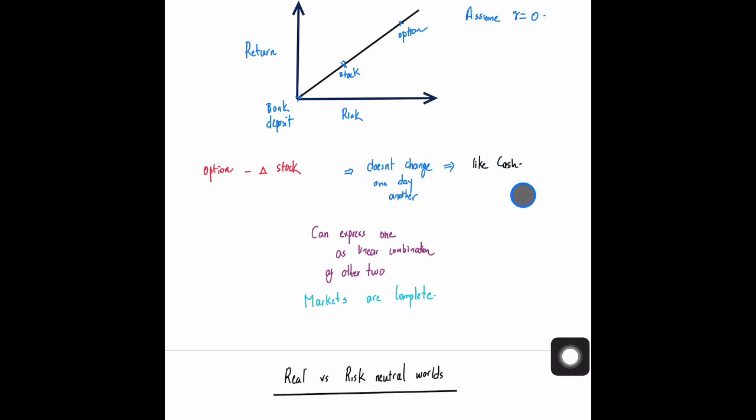So what we have is that we can express one of these, option, stock or cash, in terms of the other two. This statement is basically saying that the markets are complete. This is the definition of the statement: you can express the option or stock in terms of the cash, or you can express any one of them in terms of the other two.